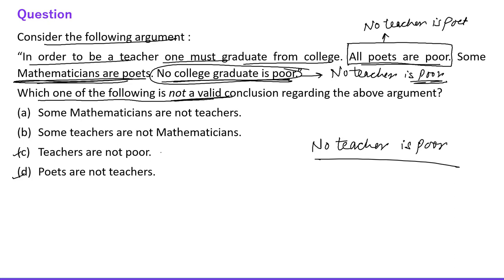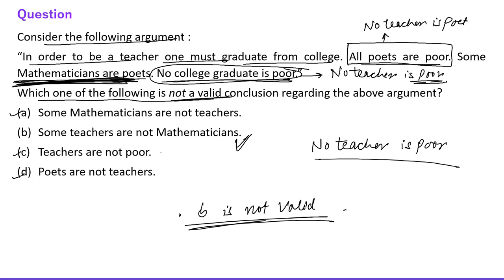This is also valid. And some teachers are not mathematicians. This we can't say. Some teachers are not mathematicians. This we can't say, right? So, option number B is the right choice. B is not valid according to the given statements, right? Everyone, B is not valid. Fine. See, here, instead of drawing a Venn diagram, we can solve it by thinking only, right? Based on the given statements. Fine. Okay, now let's move to the next question.